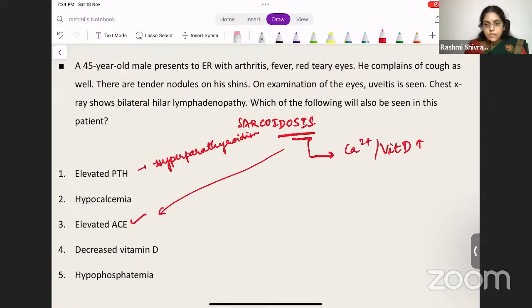So from where is the vitamin D produced? It is produced from the granuloma. You have features of hypercalcemia in these patients, right? And what are these tender nodules on the shins? What are they called? They are erythema nodosum. Lesions which are erythema nodosum. Right? Nodes, nodosum, nodes. Erythema red. Red tender nodules on the shins, which is erythema nodosum.